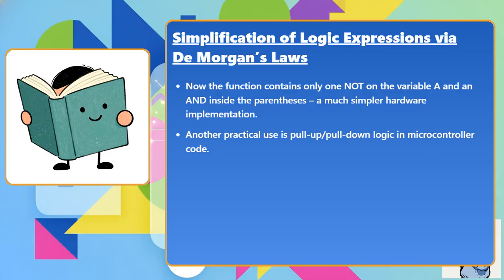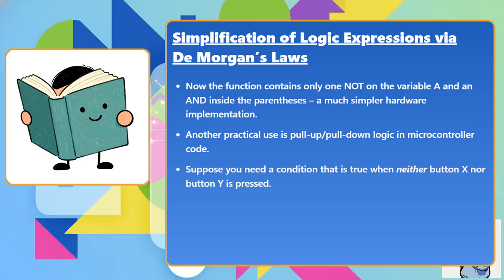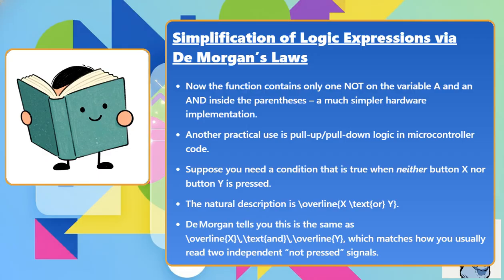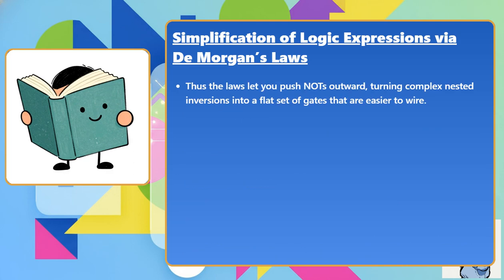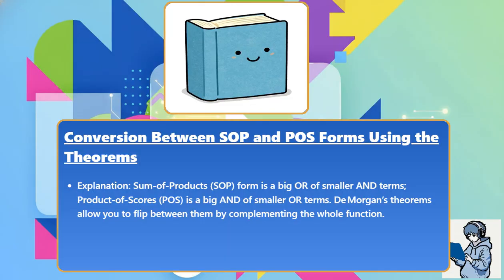Another practical use is pull-up, pull-down logic in microcontroller code. Suppose you need a condition that is true when neither button X nor button Y is pressed. The natural description is not (X or Y). De Morgan tells you this is the same as not X and not Y, which matches how you usually read two independent not-pressed signals. Thus the laws let you push nots outward, turning complex nested inversions into a flat set of gates that are easier to wire.